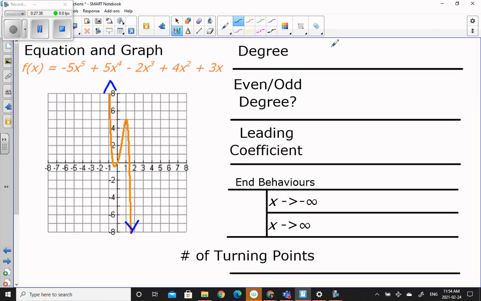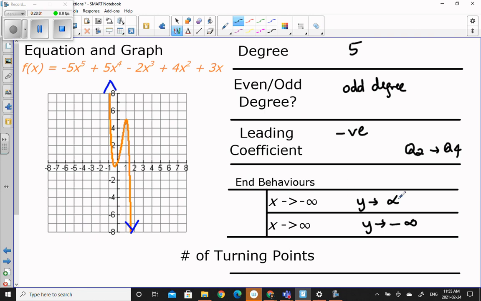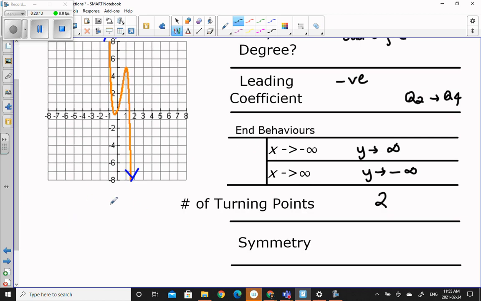This one here, degree is 5. That's an odd degree, and the leading coefficient is negative. So this is like your y equals minus x, like line which goes from quadrant 2 to quadrant 4. And its end behavior is x becomes more positive, y becomes more negative, and x becomes more negative, y becomes more positive. So opposite end behaviors. And it has 1, 2 turning points, and you'll find if you did f of minus x, it will not be equal to minus f of x or f of x. So it's neither an odd function nor an even function.